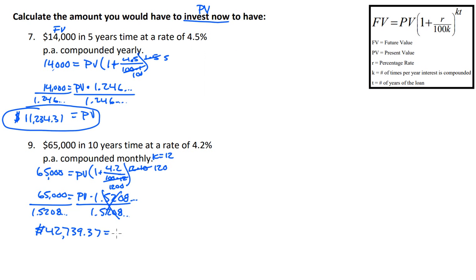So that is what our present value would have to be, what you have to invest now to end up with $65,000 in 10 years' time.